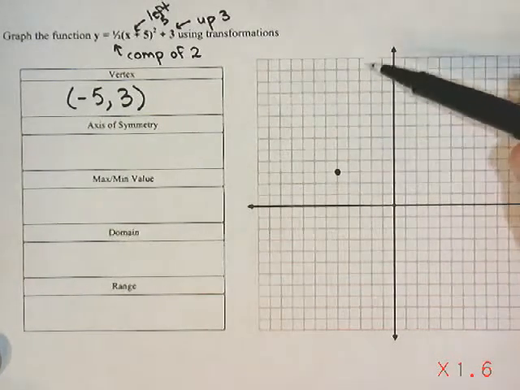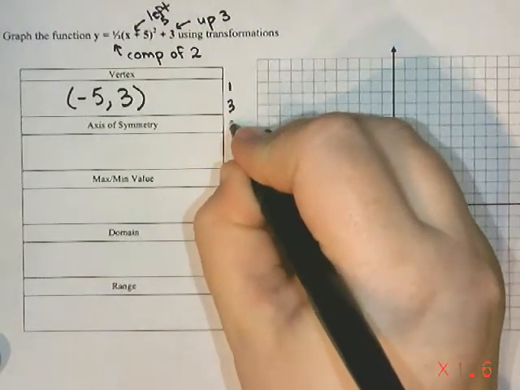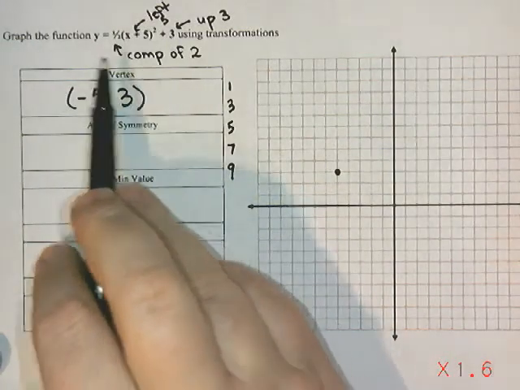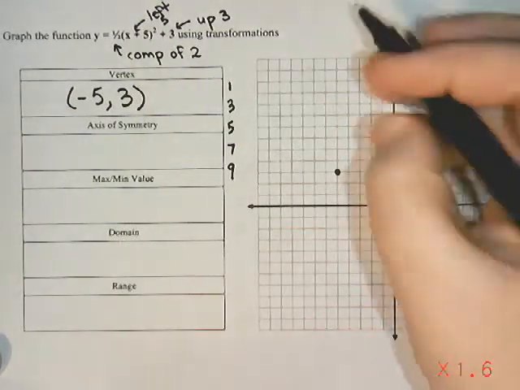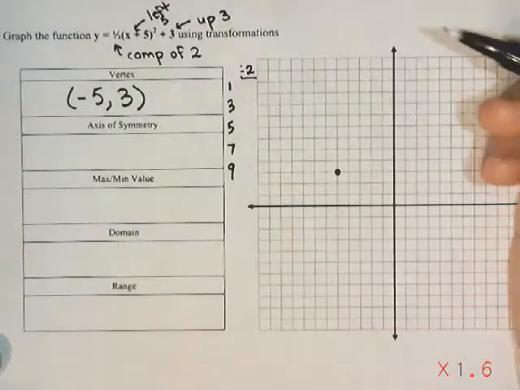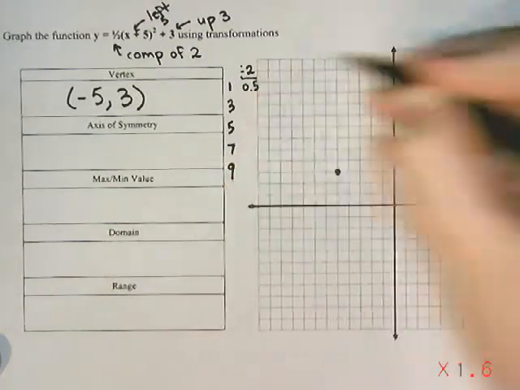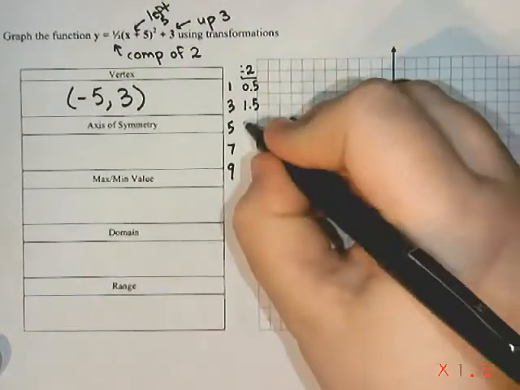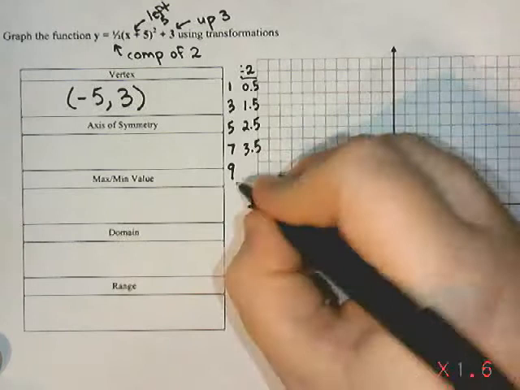And then to graph the rest of the parabola, I'm going to take a look at my regular step pattern, which is 1, 3, 5, 7, 9. But this time it's a compression of 2. So we're going to take all of our values and squish them down so that they're 2 times smaller than before. I'm going to do that by dividing by 2. So I'm going to take 1 divided by 2, and I could write 1/2, but I'm going to use the decimal 0.5. It'll be a little easier to graph. And then 3 divided by 2 is 1.5, 5 divided by 2 is 2.5, 7 divided by 2 is 3.5, and 9 divided by 2 is 4.5.